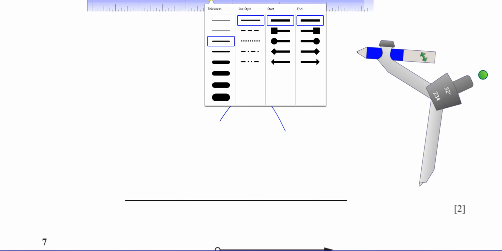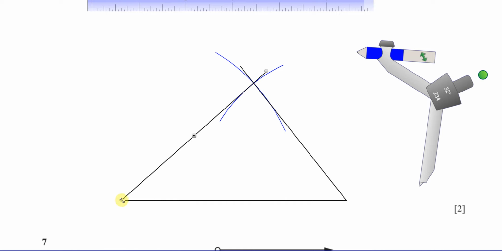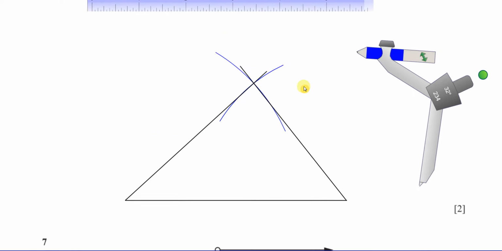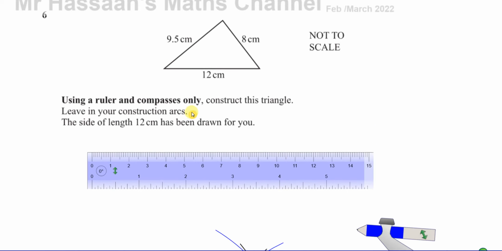Then with a straight edge, with a ruler, you join one end of the triangle to the arc, and then the other one. It doesn't matter if they overlap. So this is your 3rd point of the triangle. If they had given you some labels, you would label them as well. So those are the sides of your triangle, and we have now constructed this triangle using a straight edge, a ruler, and a compass only, no protractors.